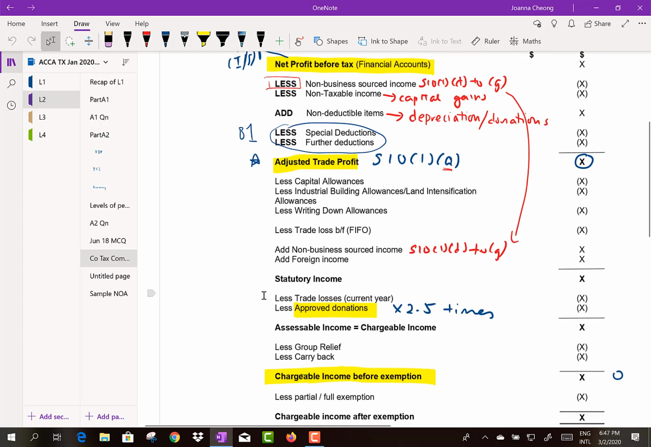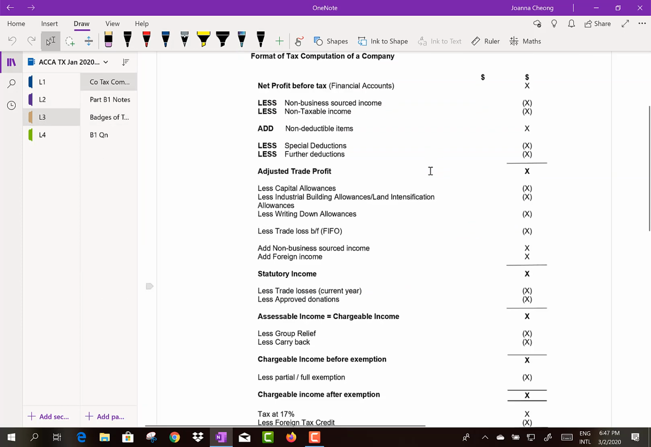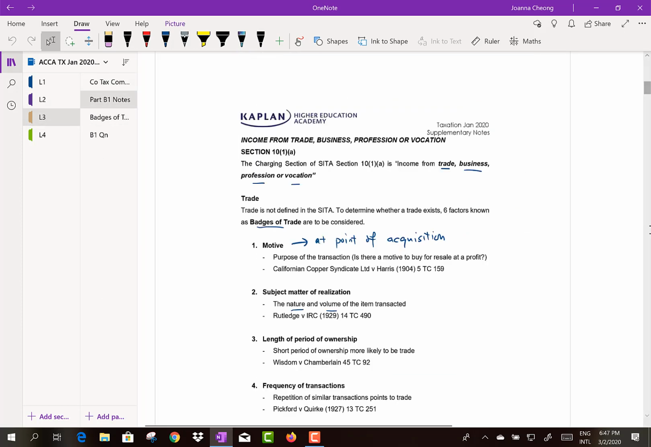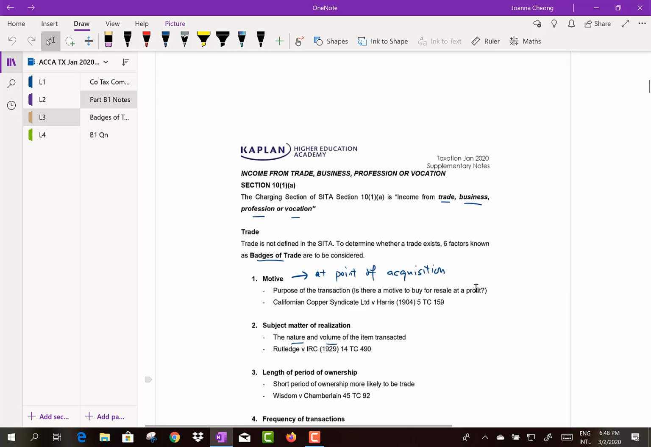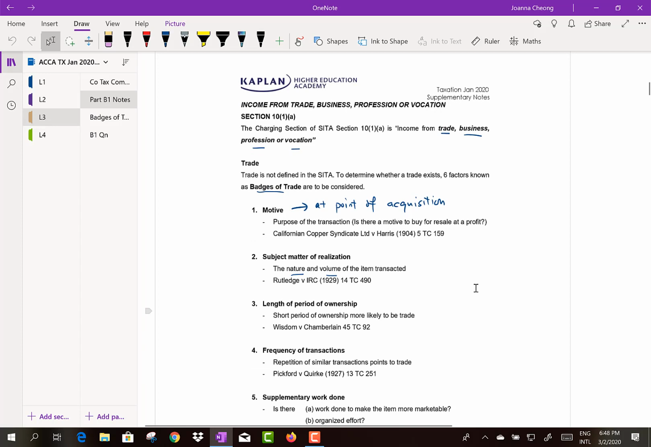Basically we use that to help us determine whether the income is trade or non-trade. If it's non-trade, not taxable. If it's trade, it will be taxable. So that will be on what page? If you still remember, that part is on part B1, page 1, right? Correct or not? Part B1, page 1, right? This one. We look at that again. We look at this already, right?